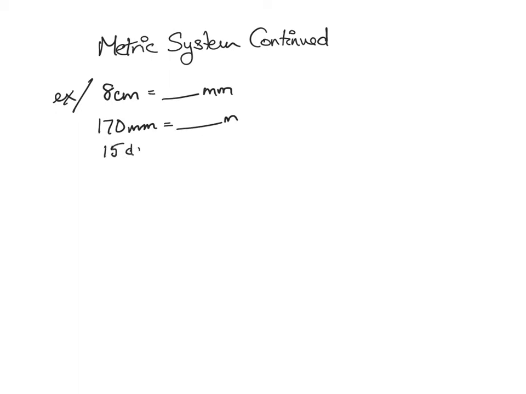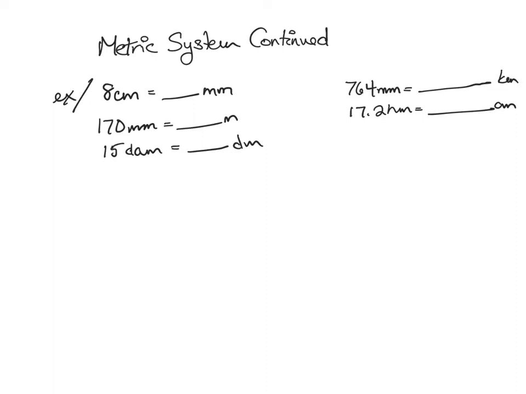15 decameters equals how many decimeters? 764 millimeters equals how many kilometers? 17.2 hectometers equals how many centimeters? And 146 meters equals how many millimeters?